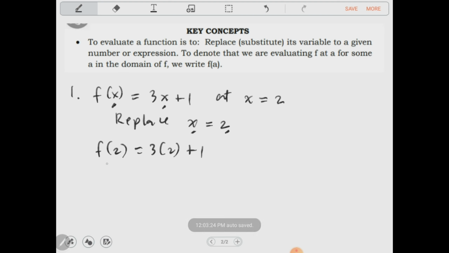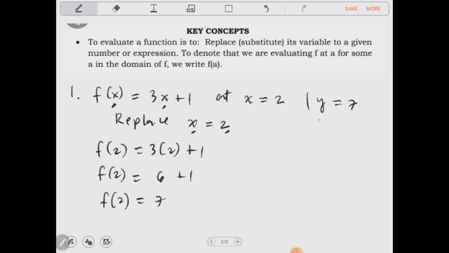So we have f of 2 is equal to 3 times 2, you have 6 plus 1, you have 7. So therefore, if you have a value of 2 for x, you have 7 as the value of y. So you have x equals 2 and y equals 7, or your function value is also 7. So in ordered pair, you have (2, 7).